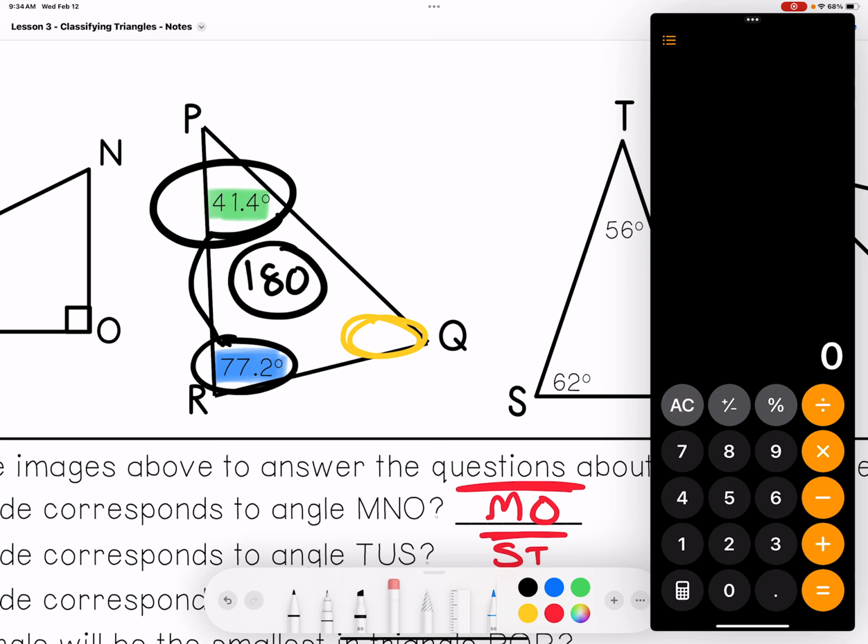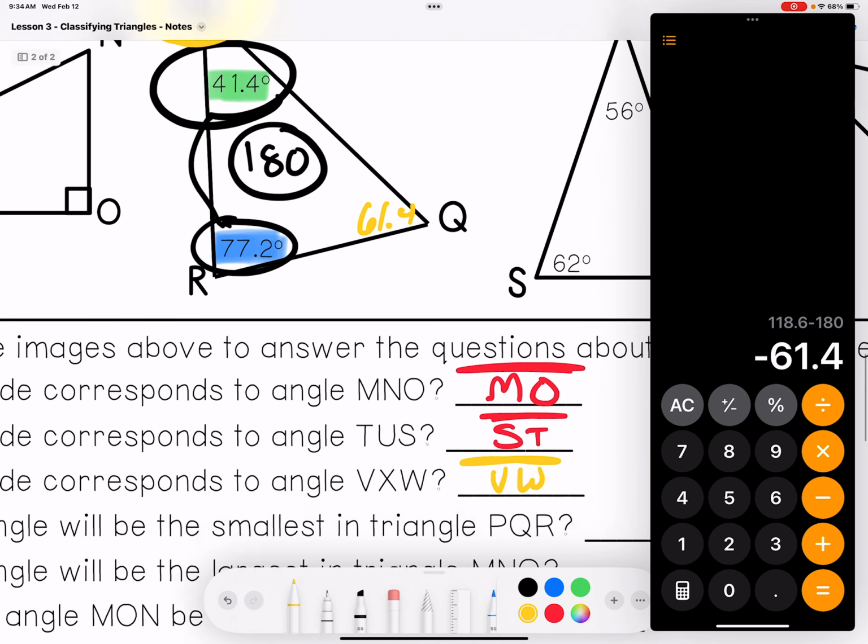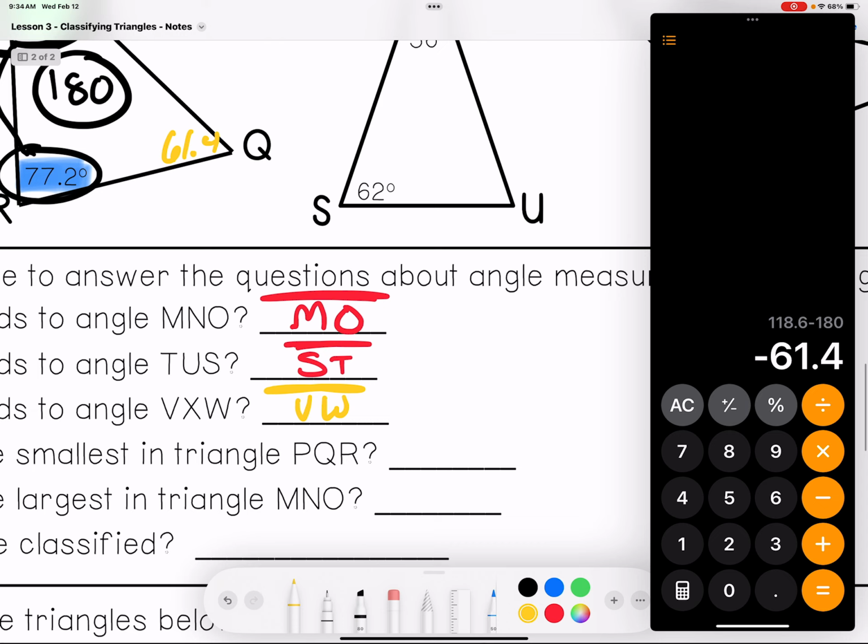All right, so we have 41.4 plus 77.2 minus 180. So it's 61.4. So which one is the smallest? P. Okay? So which one is the smallest in triangle P?